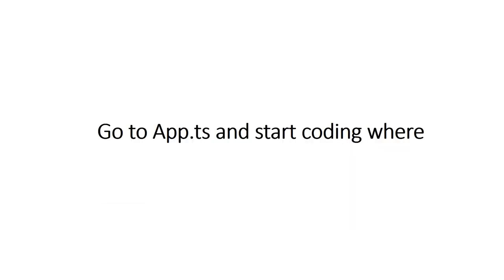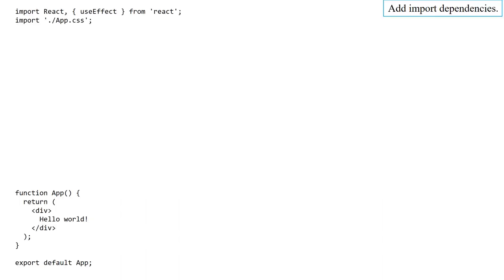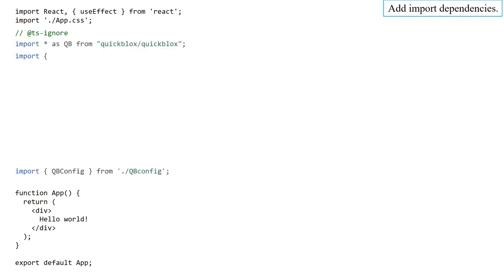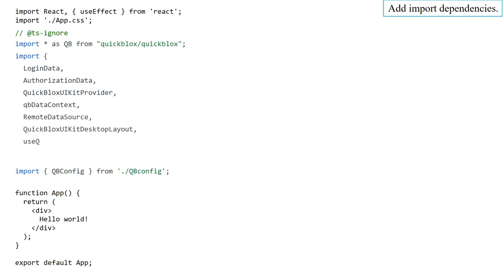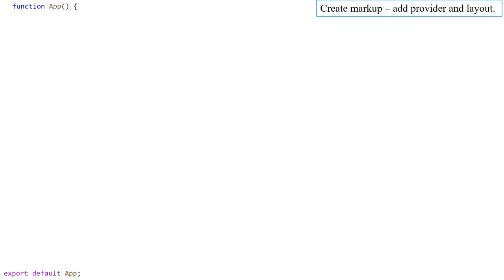Importing dependencies in the project. Open the file where you want to use QuickBlox functionality. In our project, it is the App.tsx, and add the following lines at the beginning of the file to import the dependencies. Import * as QB from quickblox/quickblox. Import quickblox-react-ui-kit. Note, we are using // @ts-ignore in TypeScript because the QuickBlox SDK doesn't share types.